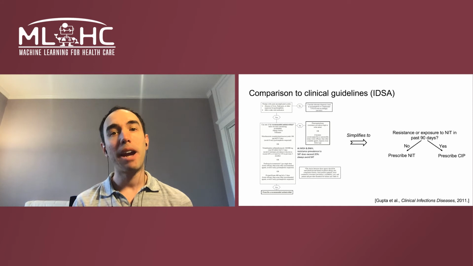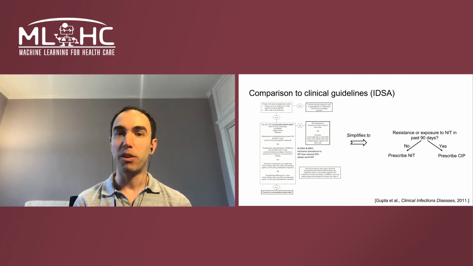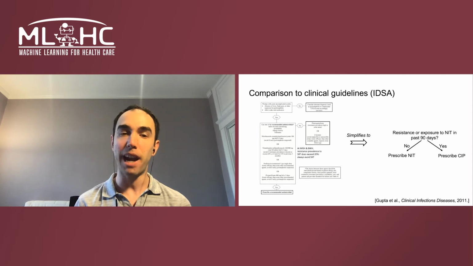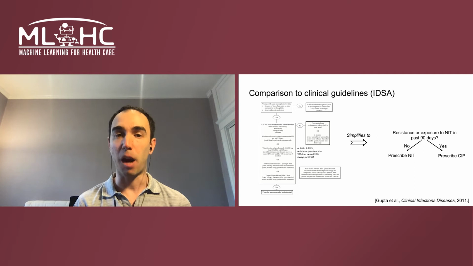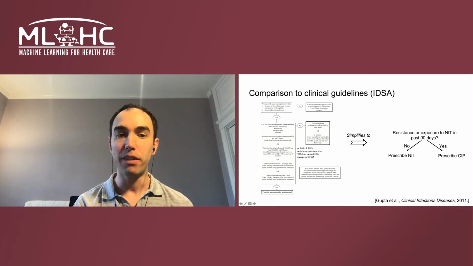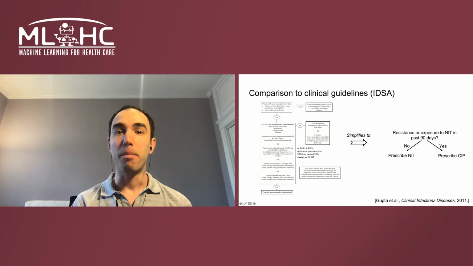Now, we're going to compare the results of our learning algorithms to clinical practice and to the current best practice for prescribing antibiotics in uncomplicated urinary tract infections, known as the IDSA guidelines. The IDSA guidelines are shown on the left here, and they involve a number of different criteria, such as, for example, looking at population-level resistance rates.